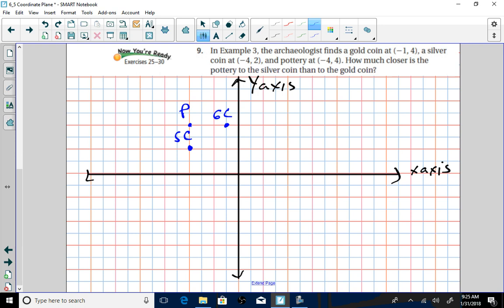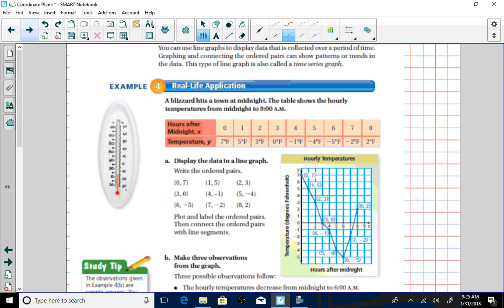How much closer is the pottery to the silver coin than the gold coin? Okay, pottery to the silver coin. That's 2 units. Pottery to the gold coin is 3 units. So how much closer is the pottery to the silver coin than it is to the gold coin? We'd have to say 1 unit closer, right? 1 unit closer, 2 to 3. Okay?